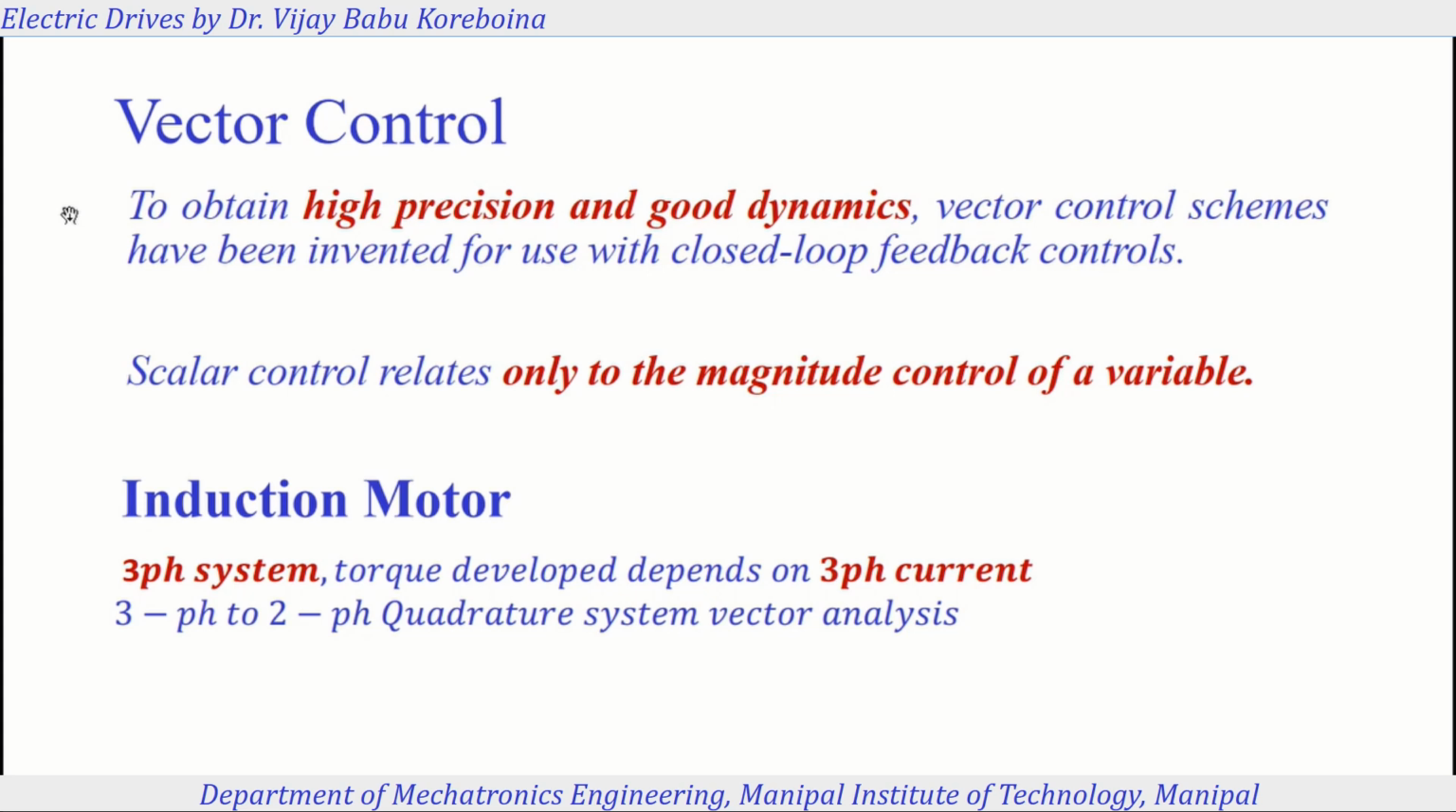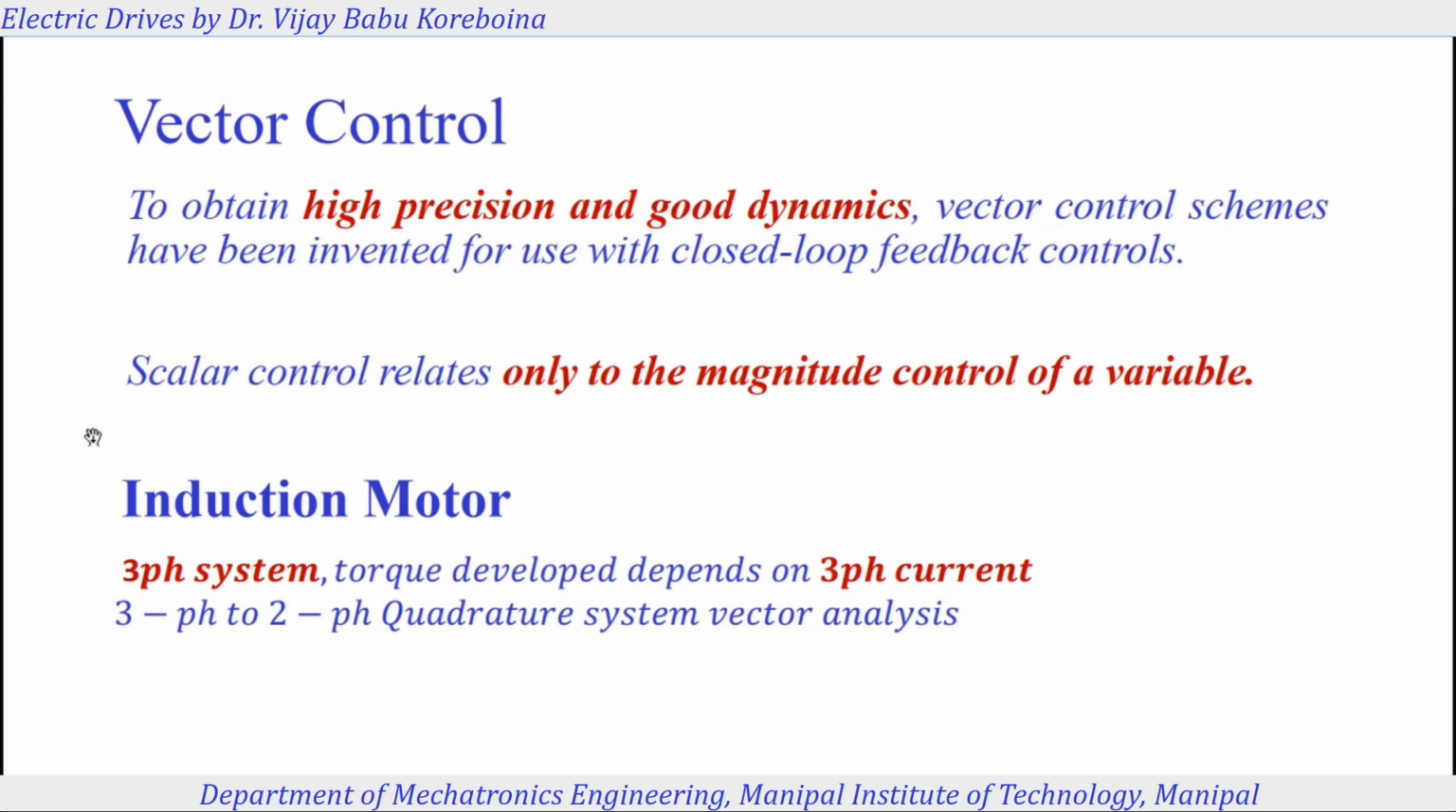Countering the scalar control issues, vector control raises performance to a good level. So it has high precision and good dynamics. So what is meant by vector control? We are controlling magnitude as well as position. Second, it is preferred for high precision and good dynamics, for example torque control of electric vehicles, and flux control in field oriented control, and so on.